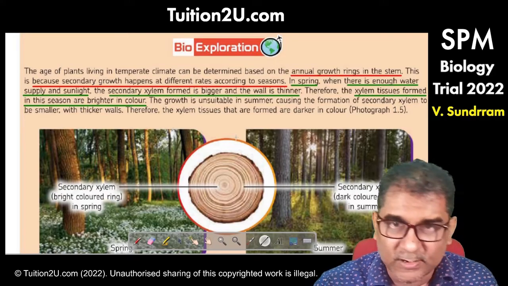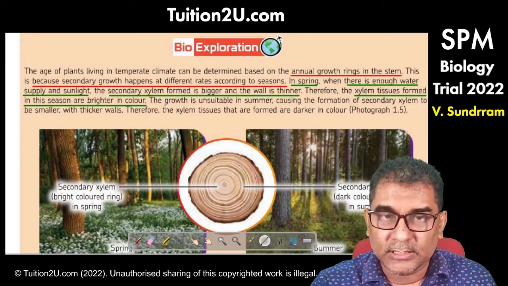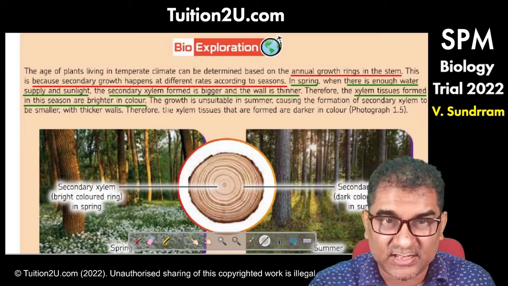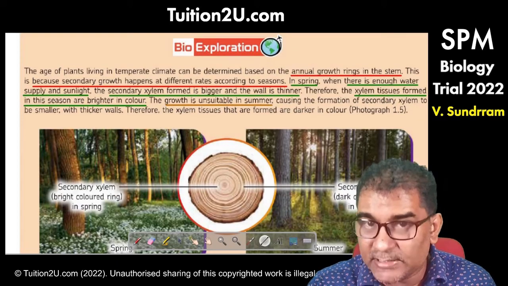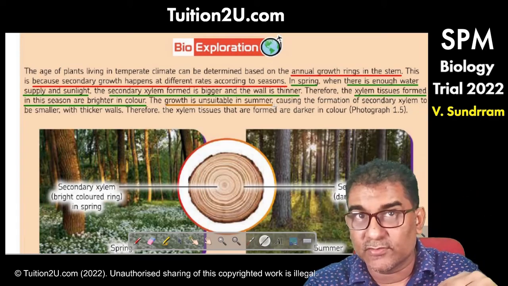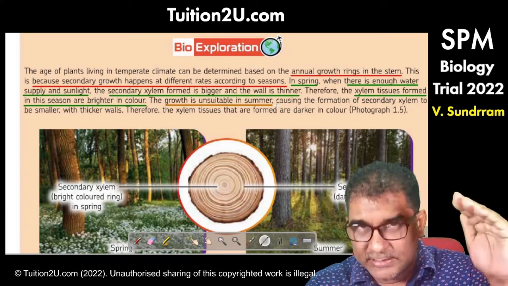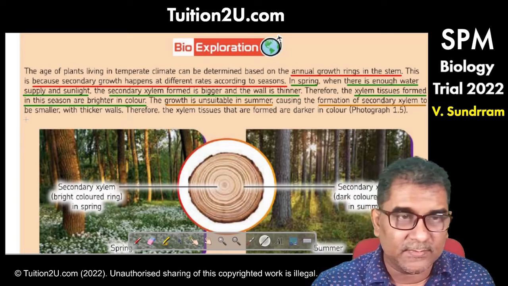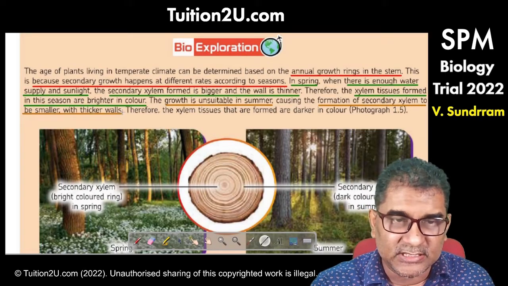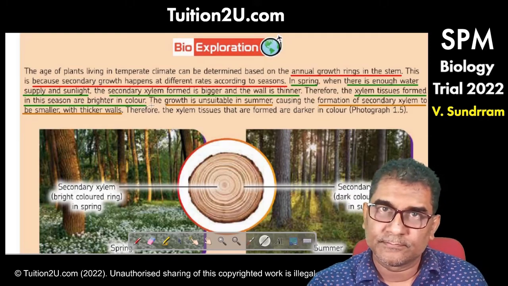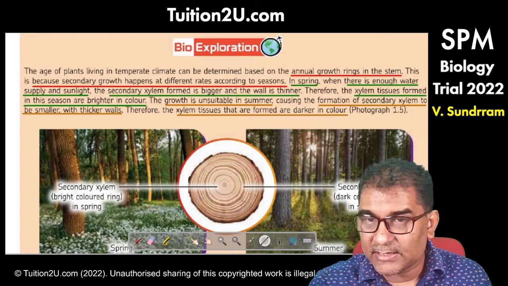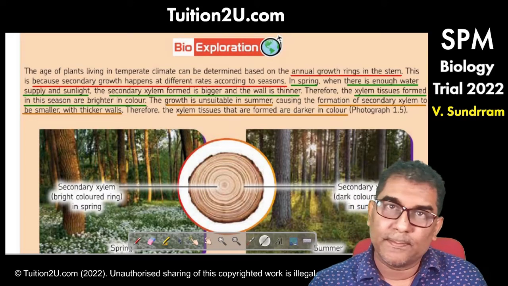The next season, what happens? The growth is unsuitable in summer because the temperature is very high. So the growth happens in summer but is lower rate of growth. Secondary growth happens but is lower rate. So formation of secondary xylem is smaller and thicker wall. That's 1 mark. So the xylem tissue is darker in color, another 1.